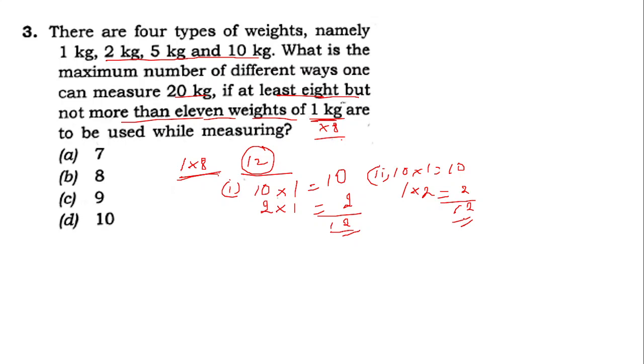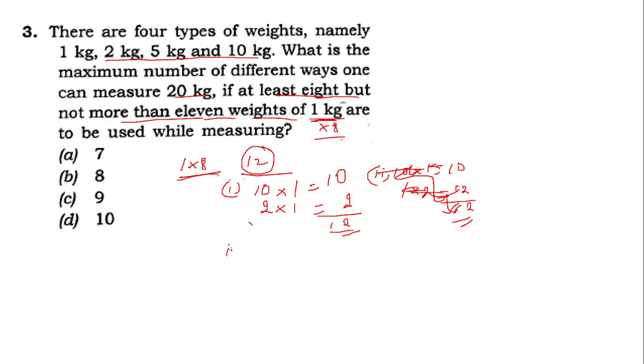10 kg into 1 and then 2 kg into 2. Okay, 2 kg into 1 and 1 kg into 2. Oh, sorry, we can't take 1 kg into 2 because 1 kg we have already done. So this is not possible. So when we take 10 kg, it is only one possibility. One possibility when we start from 10 kg weight. 1 kg we have already taken, so that is not possible.